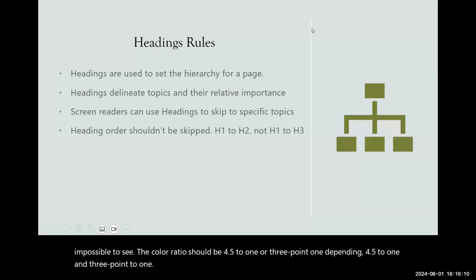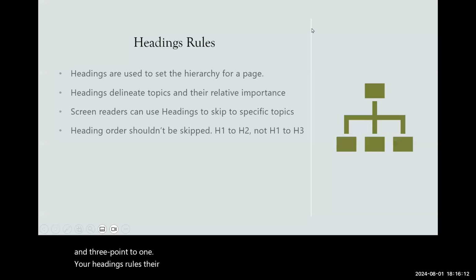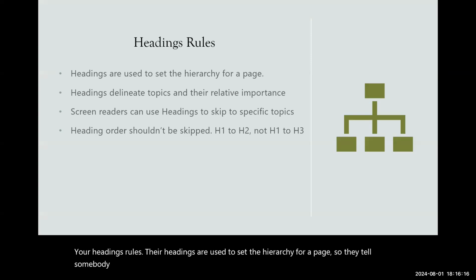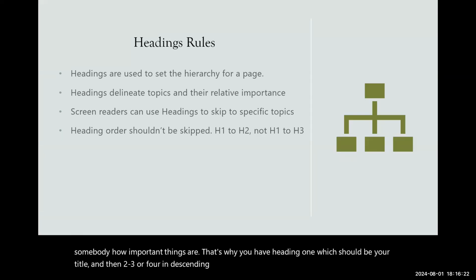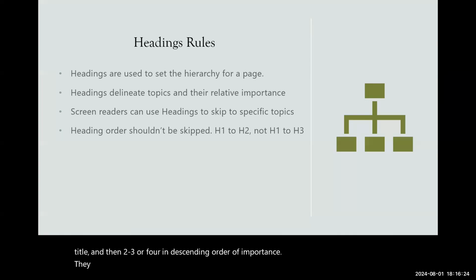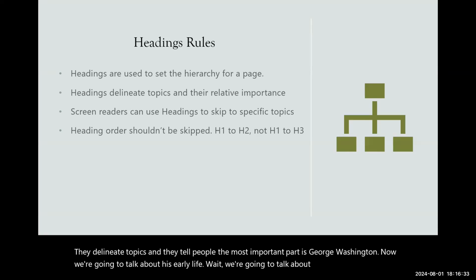Your heading rules, they're used to set the hierarchy for a page. So they tell somebody how important things are. That's why you have heading 1, which should be your title, and then 2, 3, or 4 in descending order of importance. They delineate topics, and they tell people, you know, the most important part is George Washington. Now we're going to talk about his early life. Wait, we're going to talk about elementary school, high school.